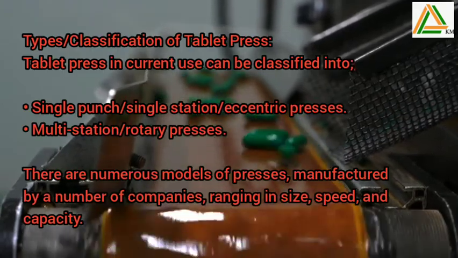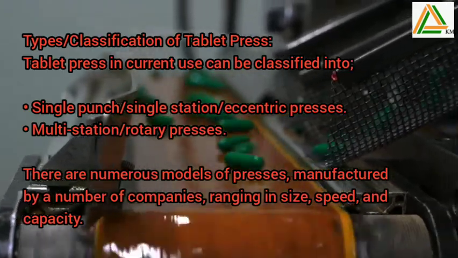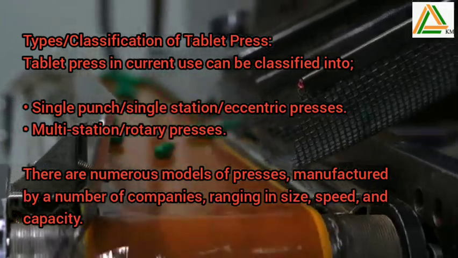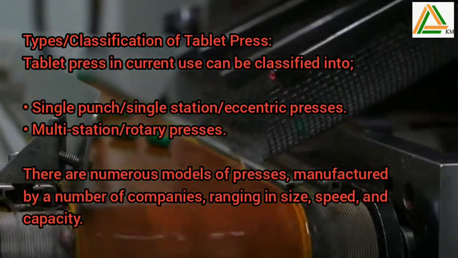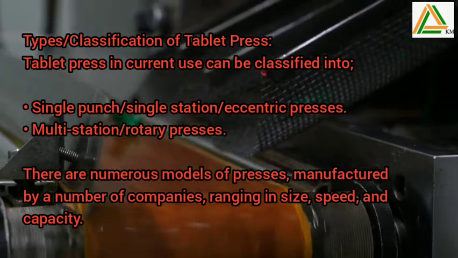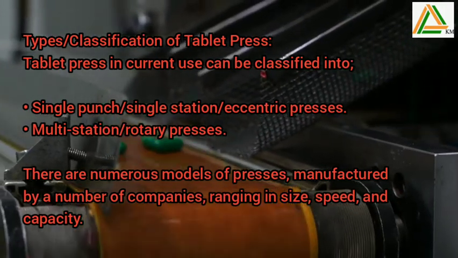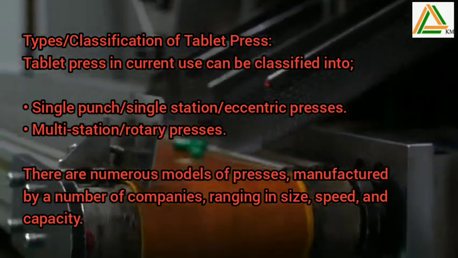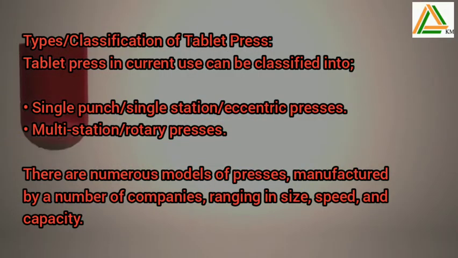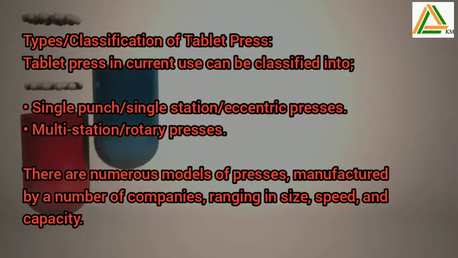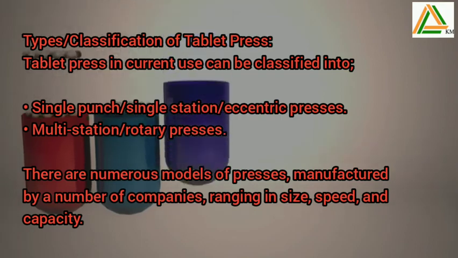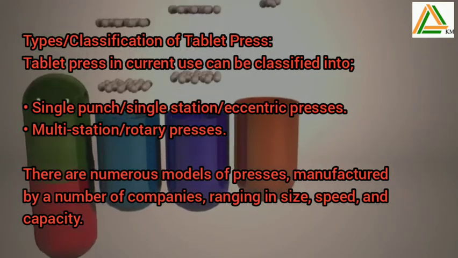Types, classification of tablet press. Tablet presses in current use can be classified into single punch, single station, eccentric presses, and multi-station/rotary presses. There are numerous models of presses, manufactured by a number of companies, ranging in size, speed, and capacity.